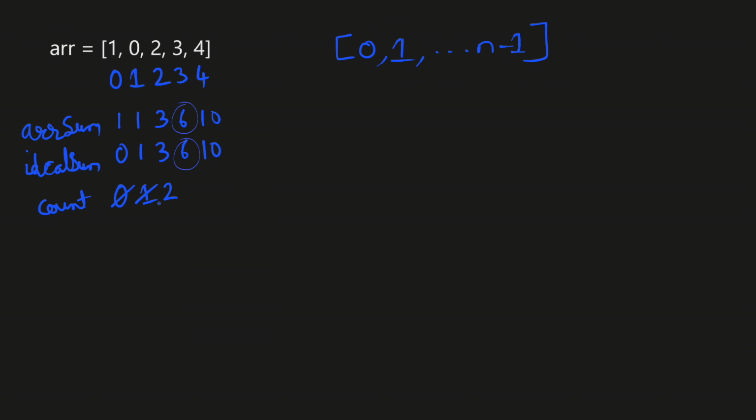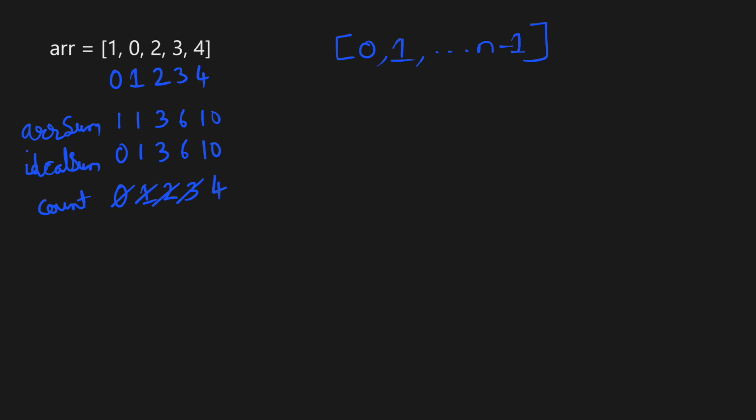Similarly at index 3, array prefix sum and ideal prefix sum is 6. So chunk count increases to 3. And finally at last index, array and ideal prefix sum match and are equal to 10. So we increment the count to 4. And now we are done with all the elements. So we will return chunk count as 4.